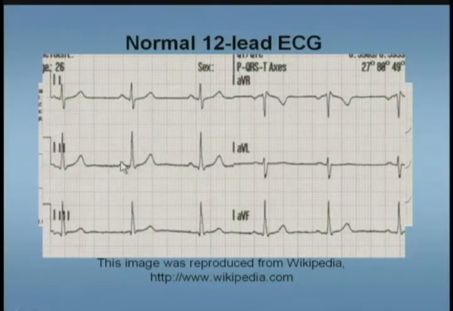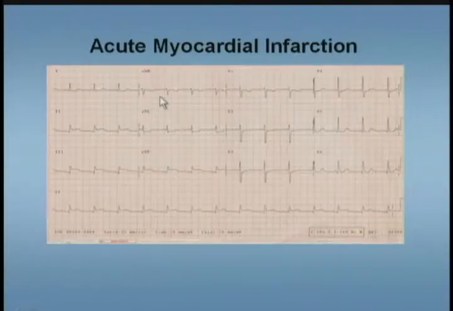P wave, atrial depolarization. QRS, ventricular depolarization. T wave, ventricular repolarization. Normal heart rate is 60 to 100. If the next beat was here, that'd be 300, 150, 100, 75, 60. Normal EKG. P, QRS, and T. That's a normal complex. How beautiful is that?